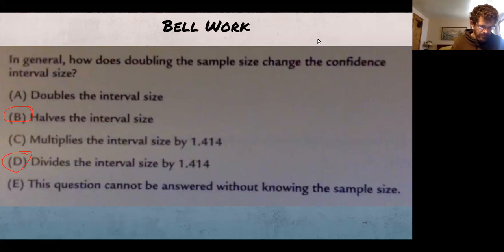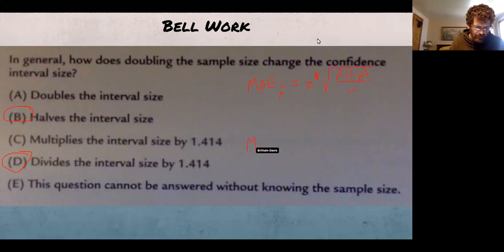Okay, so it doesn't tell us right now if it's a confidence interval for proportions or for means, but it turns out that doesn't matter. So remember, your confidence interval is determined by your margin of error. And so if we look at the margin of error for proportions, then that is your critical value times the square root of p hat times 1 minus p hat divided by n.